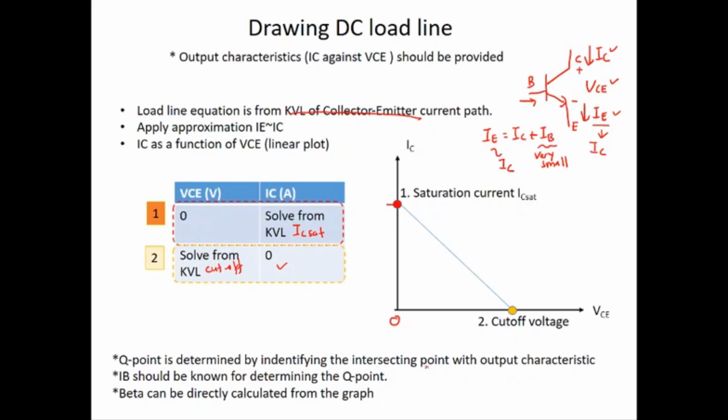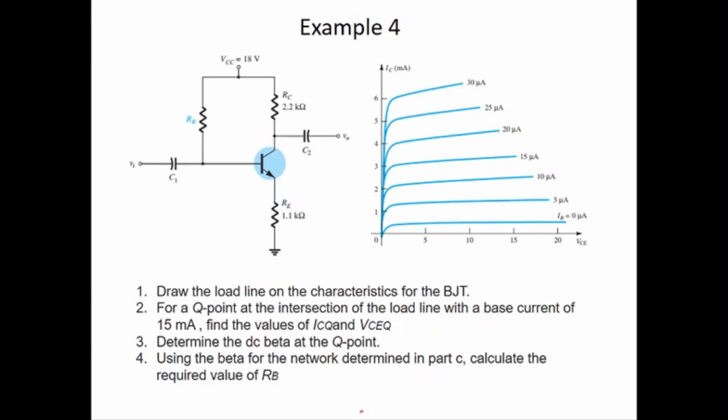In order to identify the intersecting point, you need to know the base current. You need the base current before you can determine the Q point. Another thing to remember is that for the beta, if you do the DC load line, you can manually extract the beta, which can be directly calculated from the graph, ideally at the Q point. Without further ado, let's see the example here.